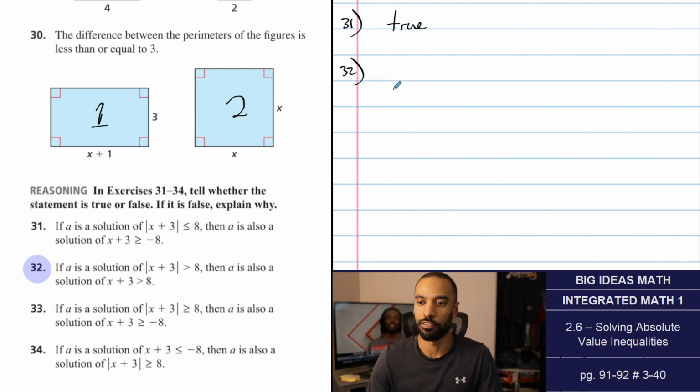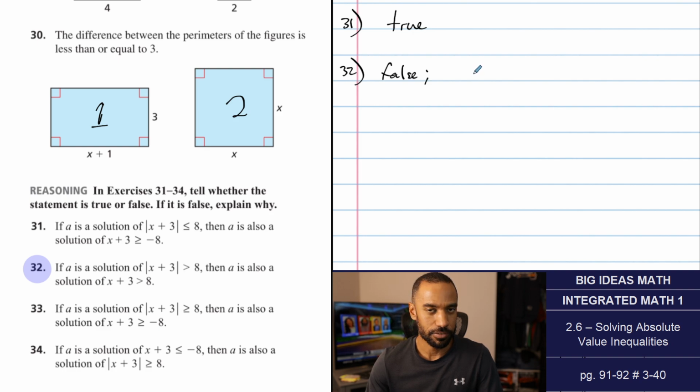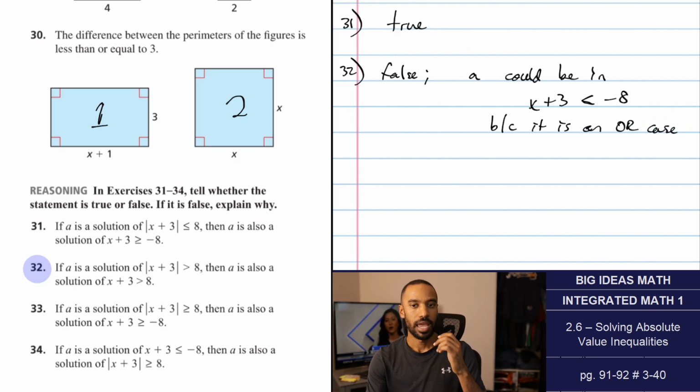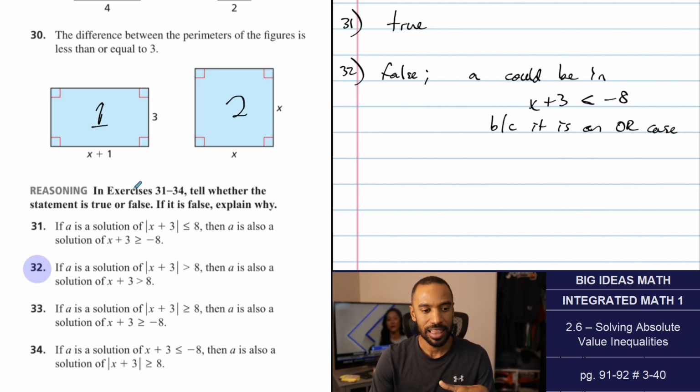So this one's actually false because A could be part of the negative solution set. A could be in x plus 3 is less than negative 8 because it is an OR case. It is an OR case. So I guess I should have been careful in how I stated it the first time. It's that it's between this and that for the other one on number 31.